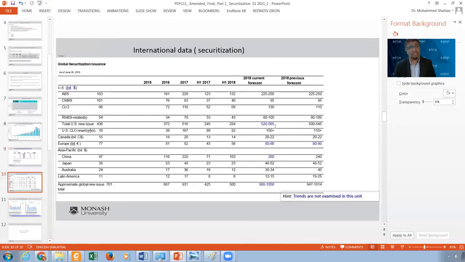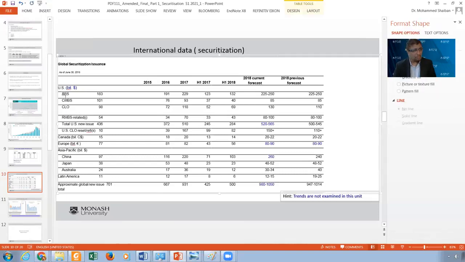This is international data, and don't worry about all those numbers and all these names. These are the names of the vehicles. They have ABS, CMBS, CLO, so many different names. But as you can see, Australia is just from 12 to 15. This is up to 2018. But the big one, we are talking about billions. So the US is coming to the top.